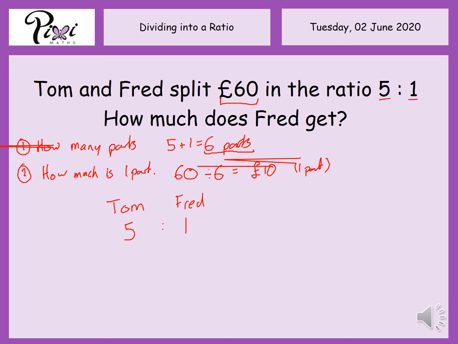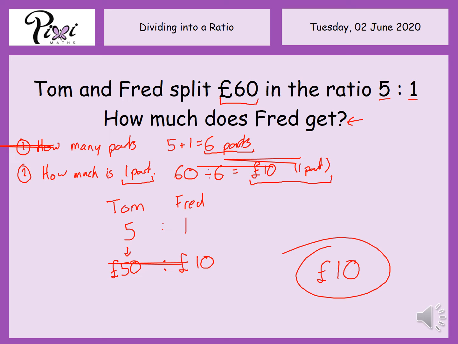And we know that 1 part is worth £10. So if Tom gets 5 parts, that means he's getting 10 lots of 5, so that is £50. Fred is getting 1 lot, or 1 part, so he is getting £10. So if the question is, how much does Fred get? Our answer is £10.